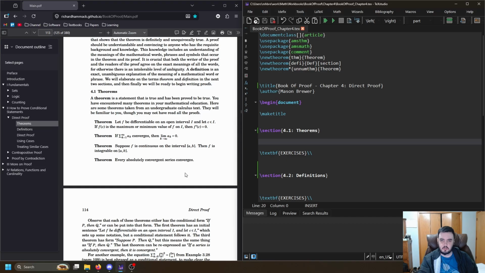4.1 Theorems. A theorem is a statement that is true and has been proved to be true. We already saw that. You've encountered many theorems in your mathematical education. Let's see a couple theorems. Let f be differentiable on an open interval I, and let c be in I. If f(c) is the maximum or minimum value of f on I, then f'(c) is equal to 0. Suppose f is continuous on the interval [a,b], then f is integrable on [a,b].